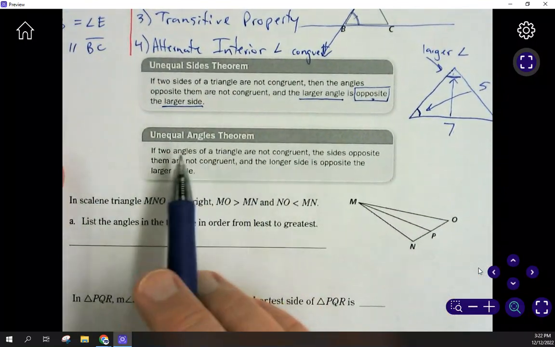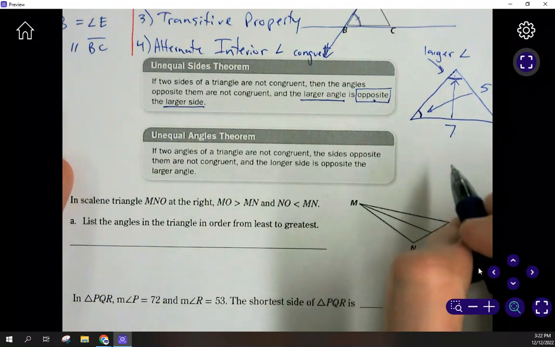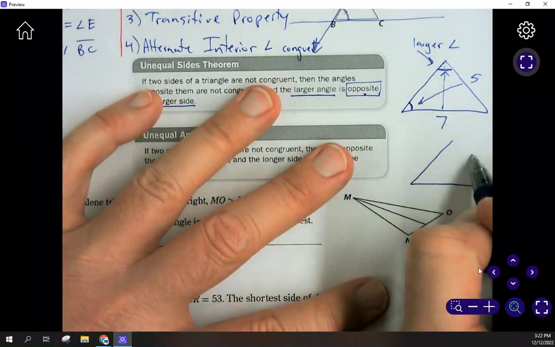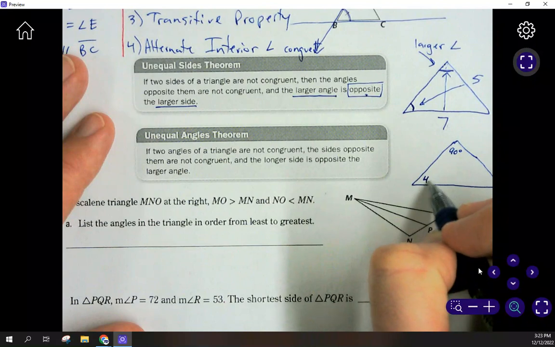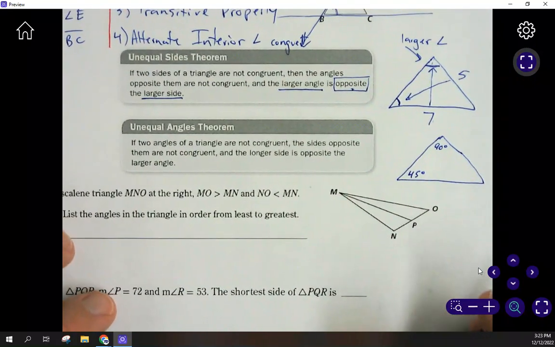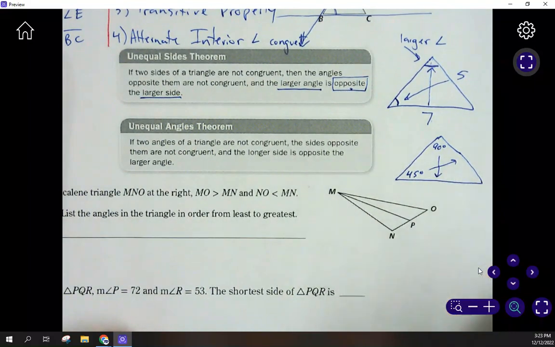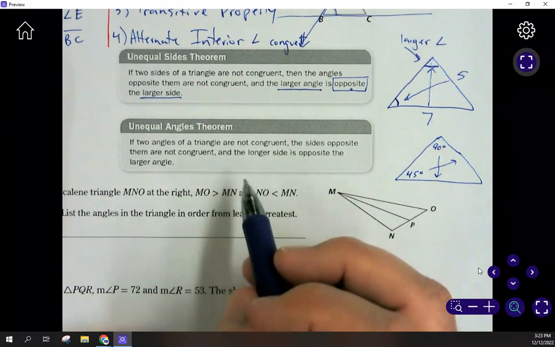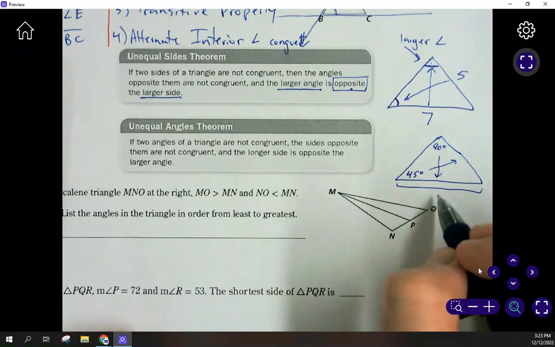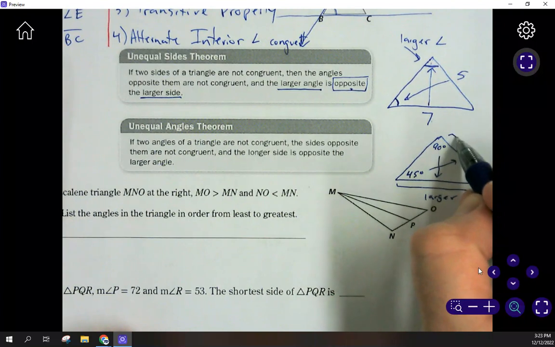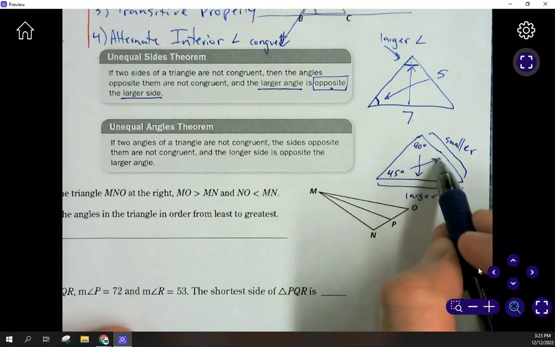And then we can also look at the angles first and then figure stuff out about the sides. So if 2 angles of a triangle are not congruent, we have 2 angles. So let's say this one is 90 degrees and this one is 45 degrees. Okay, 2 angles that are not equal. The sides opposite them are not congruent. So that side and this side are not congruent because they're opposite different angles. And the longer side is opposite the longer angle. So I know that this side over here is going to be larger than this side over here. This will be smaller, okay, because it's across from the smaller angle.